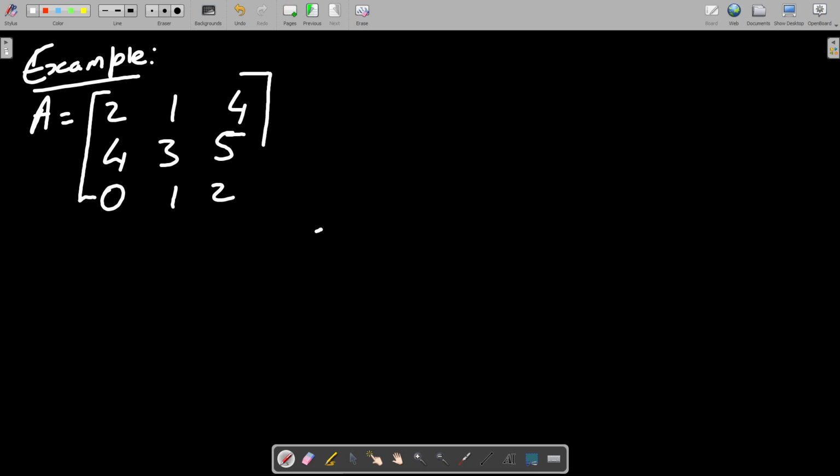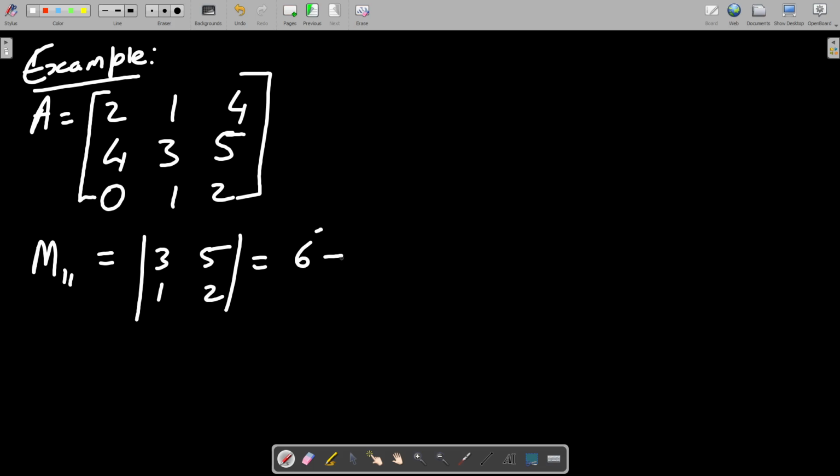Okay, so now let us calculate this. Start with M11. How do you find this determinant? 3 into 2. For those of you who are not there for last class, this is 3 into 2 minus 5 into 1, right? That becomes 1.